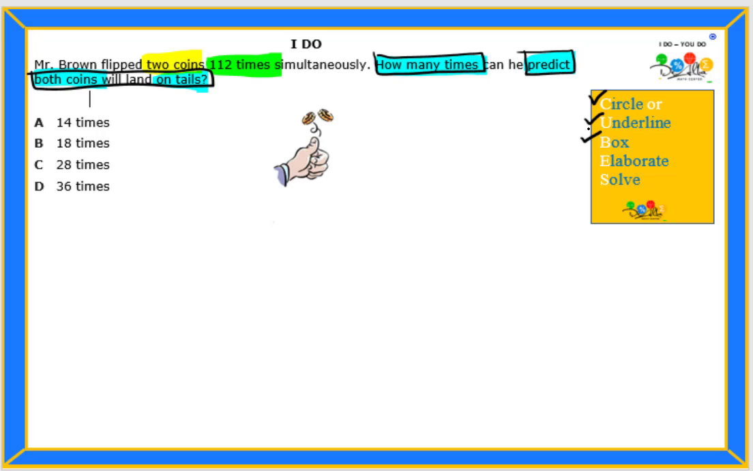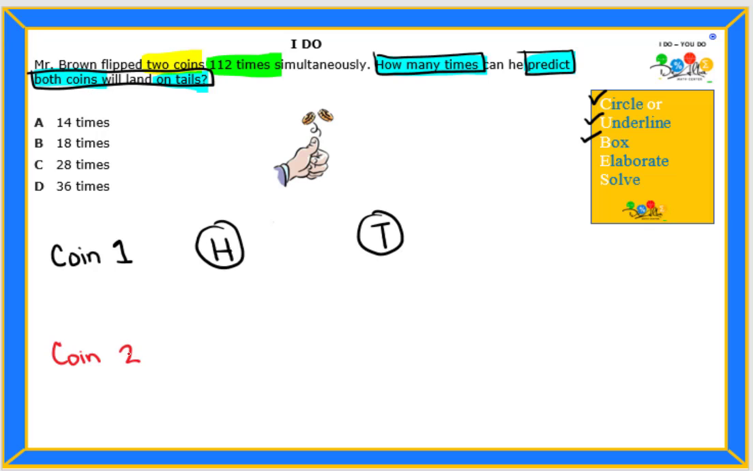Okay, so let's elaborate. We have several things that we can do. In this case, I would like to draw a diagram of the sample spaces, and that's how I'm going to elaborate for this problem. So I'm going to remember that when I do my tree diagram, I'm going to start with my first coin. So coin 1 could land on heads or tails. Now let's talk about coin 2.